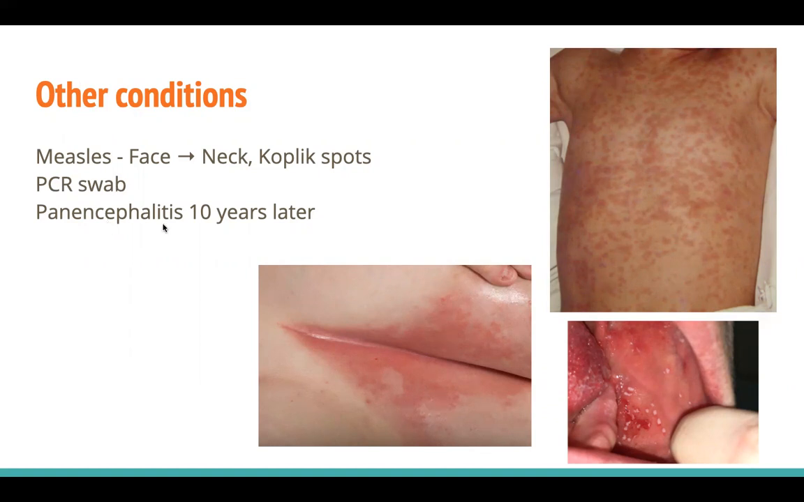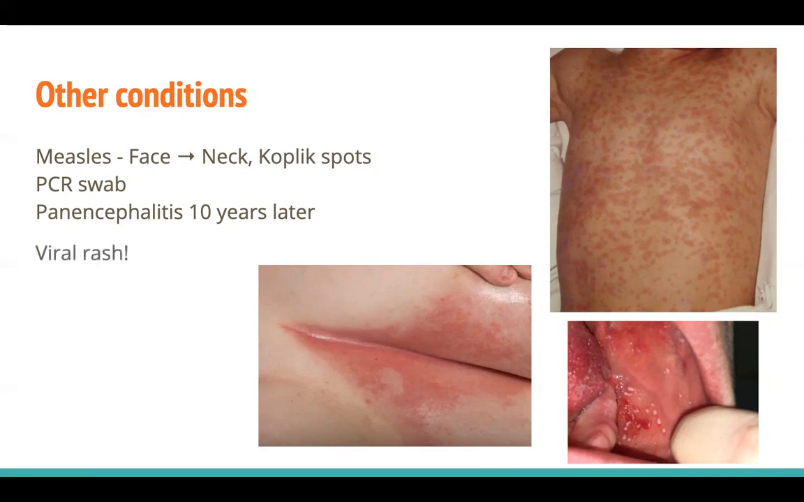And there's lots of complications of developing measles, which is why everybody's so hot on making sure children are vaccinated. You can get complications up to decades later. So the most common one that we know about is pneumonia or pneumonitis, but you can also get panencephalitis from measles up to 10 years later.